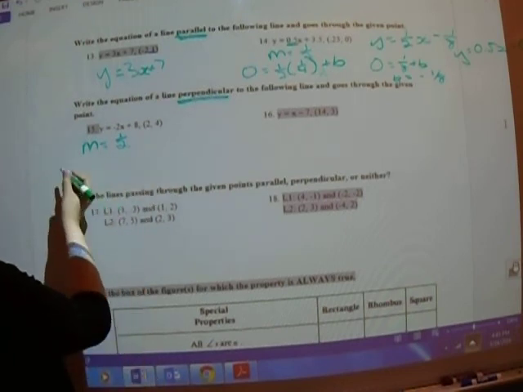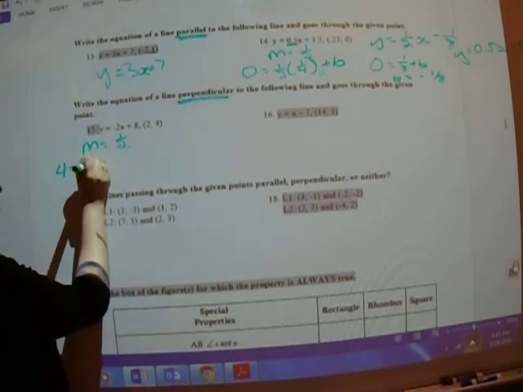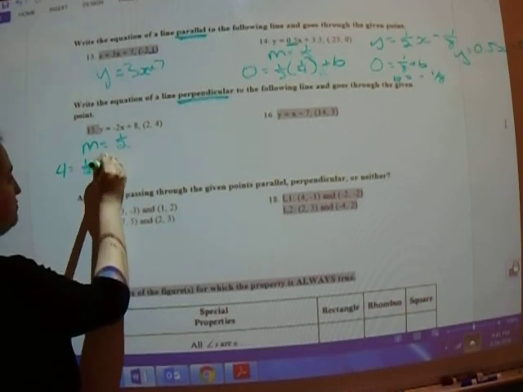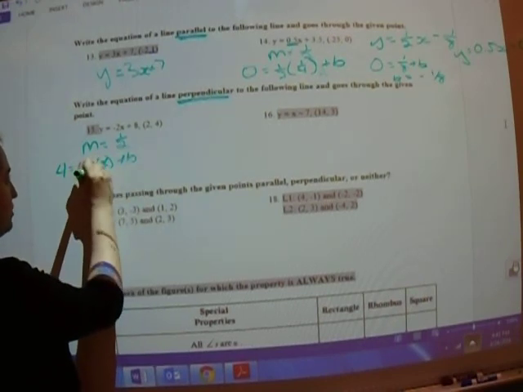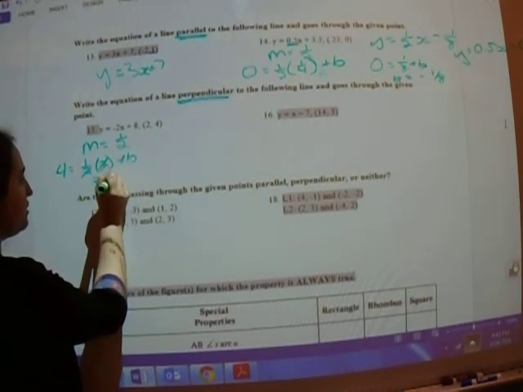So now we plug in. 4 equals 1/2 times 2 plus b. These cross out, that's 1. 3 equals b.